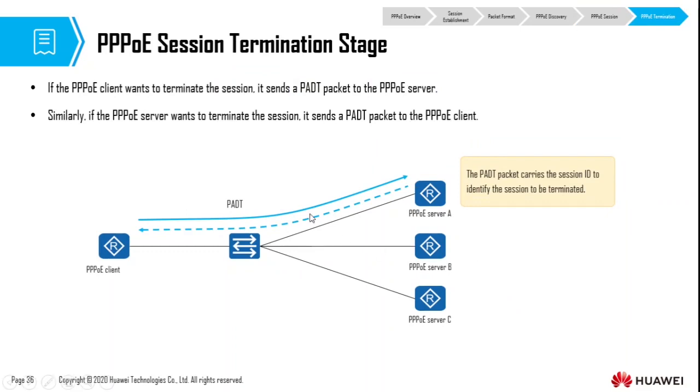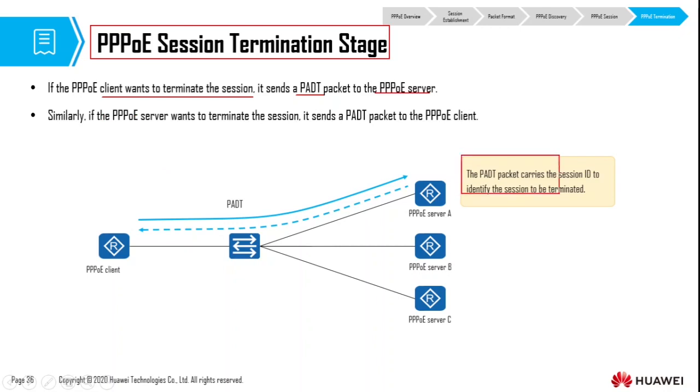Okay, and then the last stage is the PPPoE termination stage. This happens when the client wants to terminate the session. It sends a PPPoE Active Discovery Terminate packet to the PPPoE server. When that happens, the PADT packet carries the session ID to identify the session that needs to be terminated. So this particular packet will carry the session ID of the session that needs to be terminated. Then the server will reply with an acknowledgement.